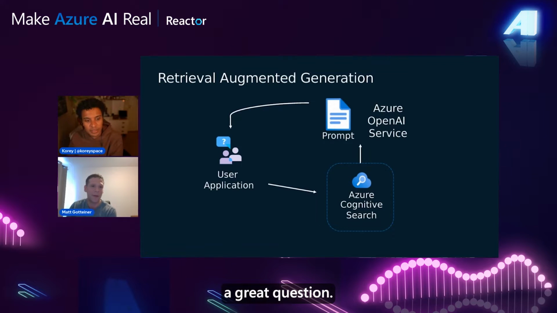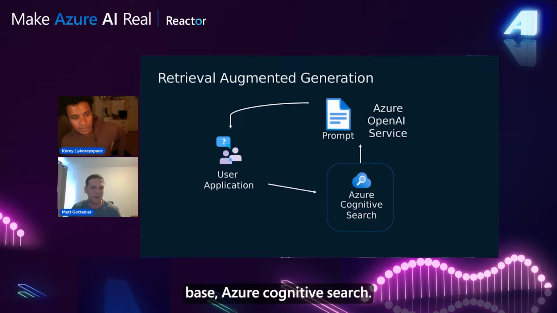That's actually a great question. So there are a variety of patterns to dealing with this problem. The first thing you have to think about in any kind of retrieval augmented generation app is you only know what's in your knowledge base. In this case, your knowledge base is your cognitive search.